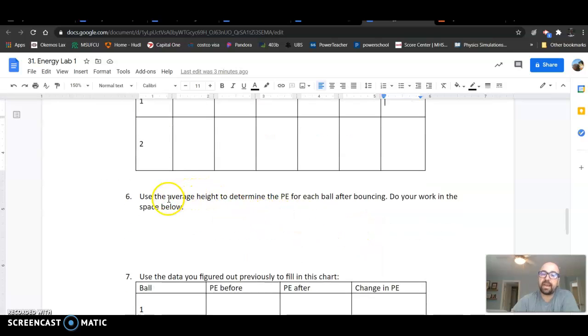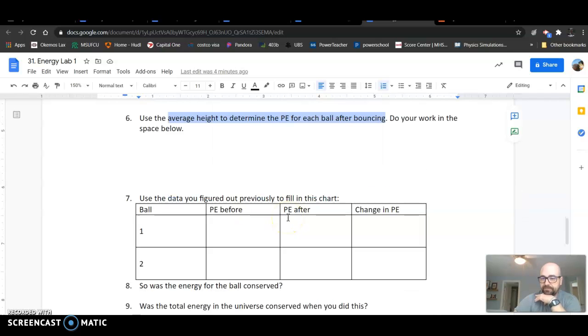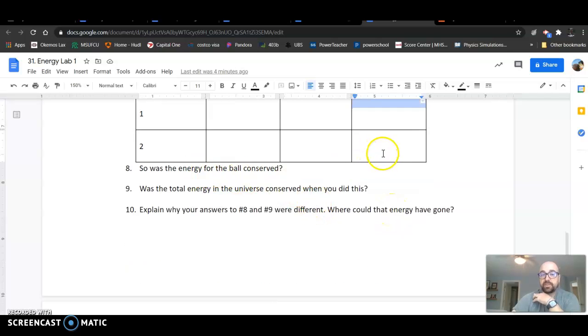And then use that average height to determine how much potential energy they had after bouncing. So you measured how much potential energy they had first, they dropped, they bounced to this height, how much potential energy did they have there? That's just 2 calculations. And then use the potential energy before and potential energy after to figure out the change in potential energy. There should be some change there.